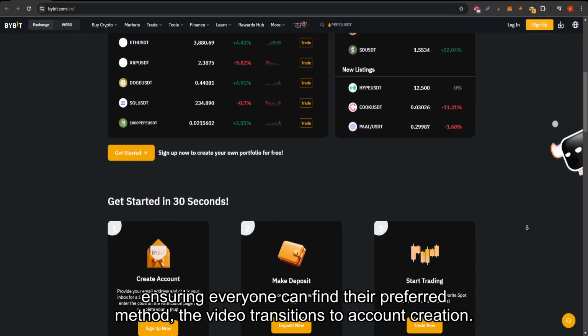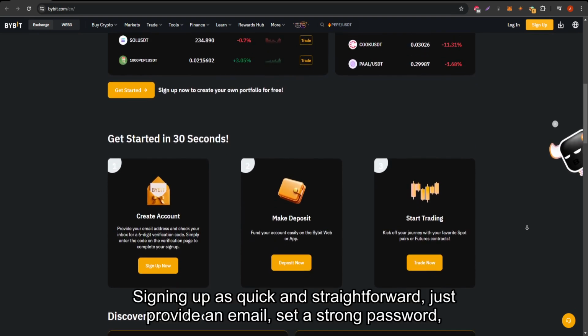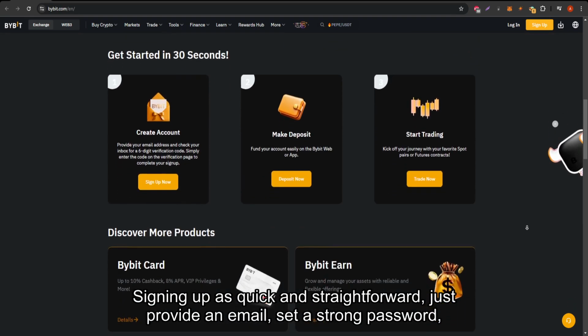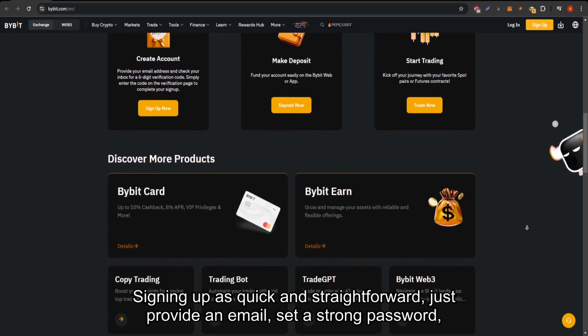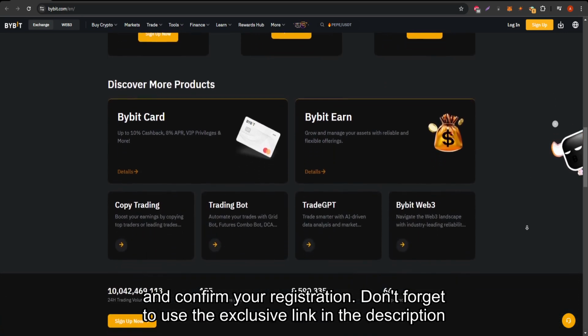The video transitions to account creation. Signing up is quick and straightforward. Just provide an email, set a strong password, and confirm your registration.